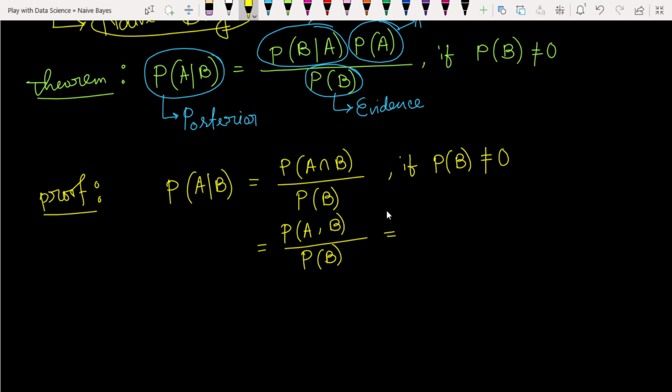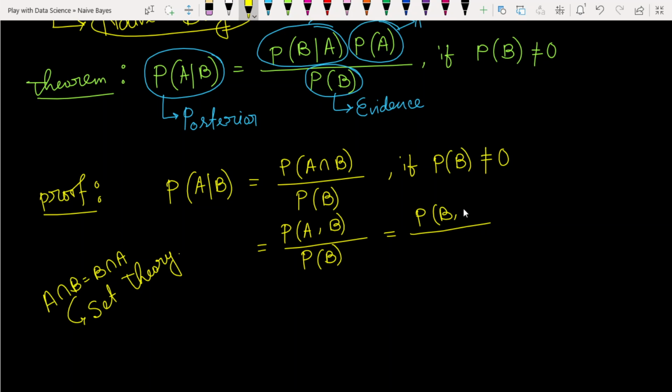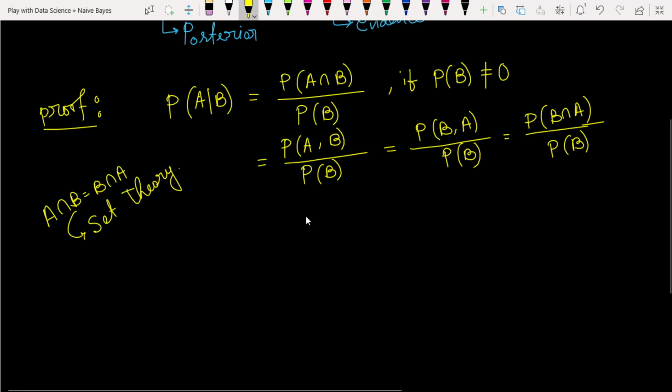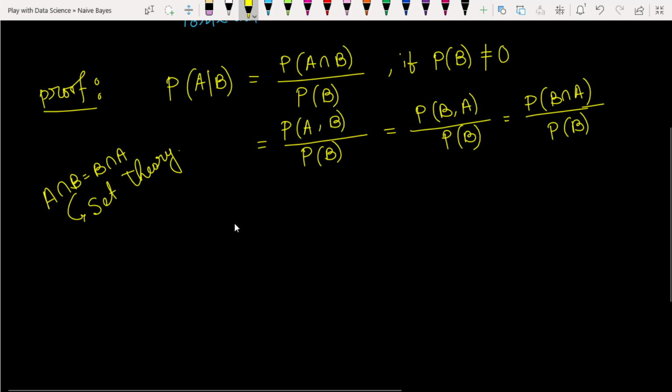By simple set theory we know that probability of A intersection B is equal to probability of B intersection A. So now we can write probability of B intersection A divided by probability of B. These are both the same thing, don't be confused. I am writing both terms, and both are the same. Now we are interested in finding probability of B intersection A.